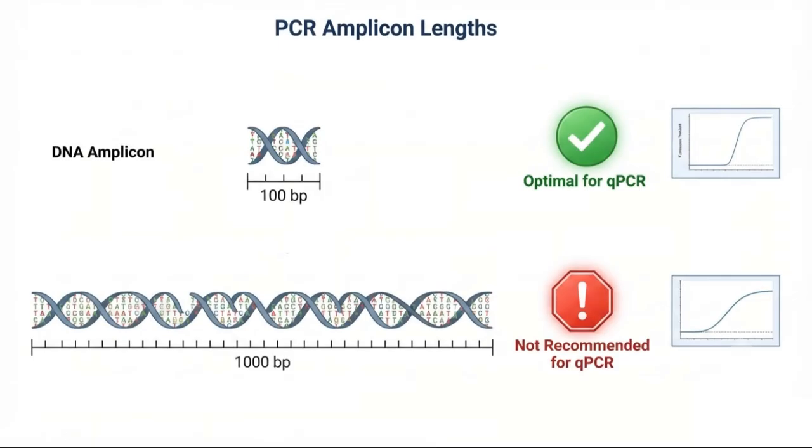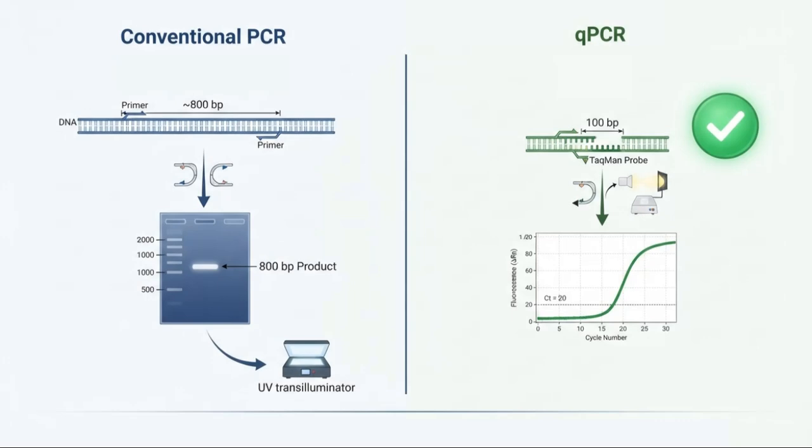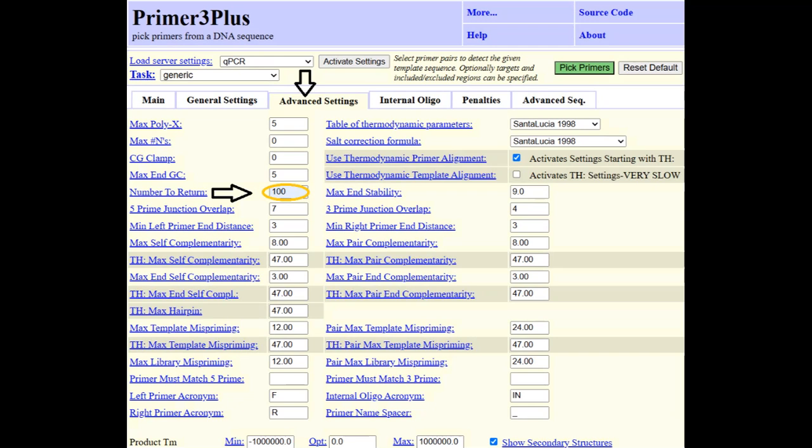They produce better reaction efficiency, and they generate much cleaner quantitative data. Long amplicons are perfectly acceptable in conventional PCR, but for qPCR, shorter is almost always better. Here's one setting I almost always change.